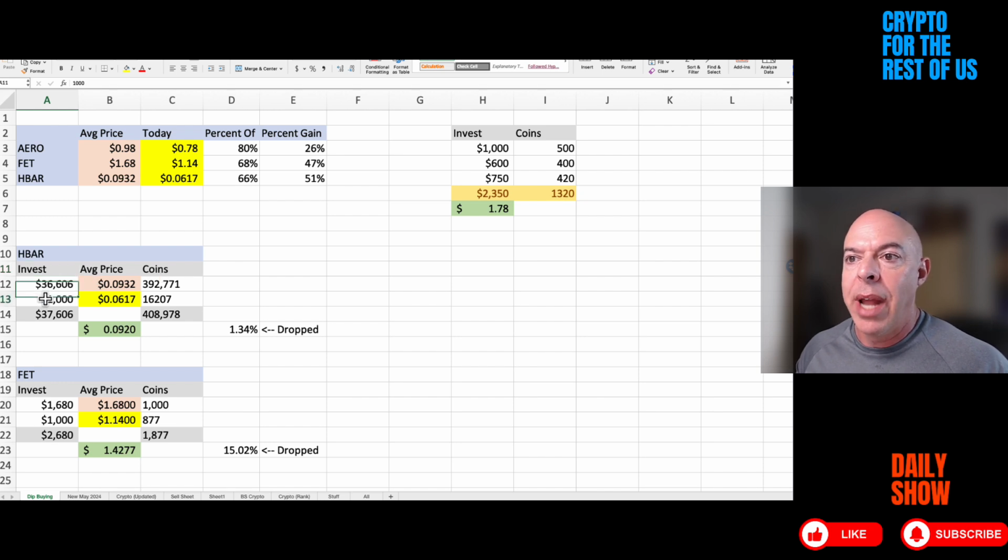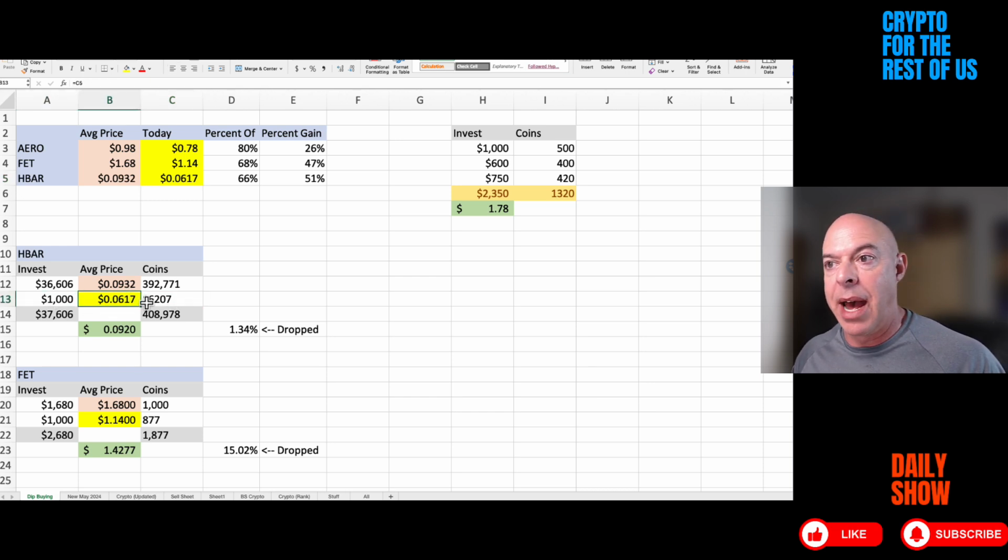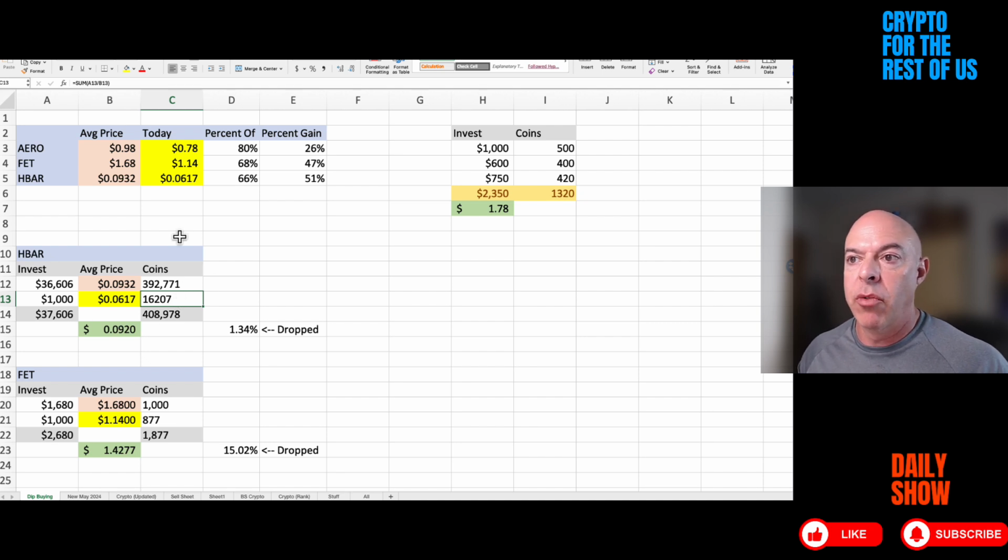Okay. So now you've got $1,000 to put into the market, represented right here. And you're looking at today's price. Here's today's price. I'm using the same color, so you can see 0.0617. And if you take $1,000 divided by that, it yields that many coins, 16,207. So what I'm doing right here is exactly what we did over here to determine the average price. We want to see what the average price is going to be if I put in more money.